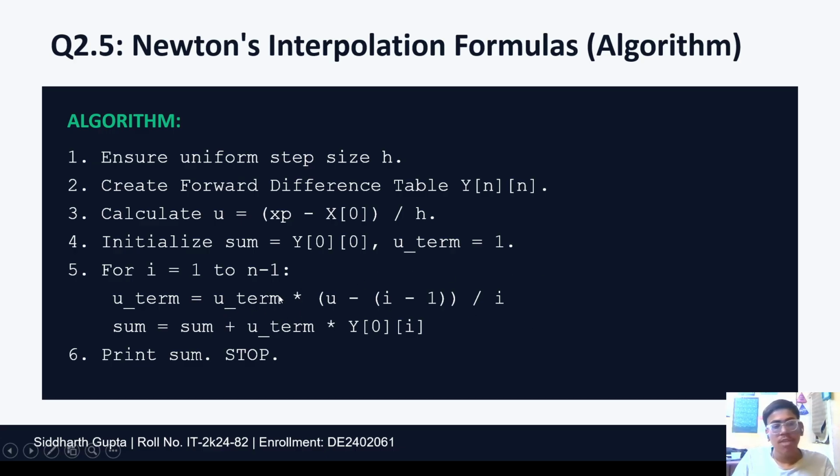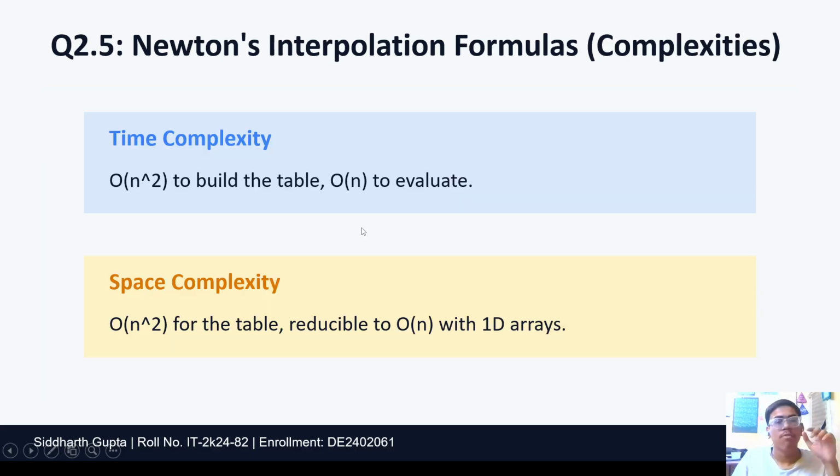Why are we multiplying the u term? First we find u minus 1, then again we need to find u minus 2, and we will multiply u minus 1 into u minus 2. So this is for that. And we will add these u terms into the sum by multiplying by y of 0, and we will print the sum. So this is Newton's forward interpolation.